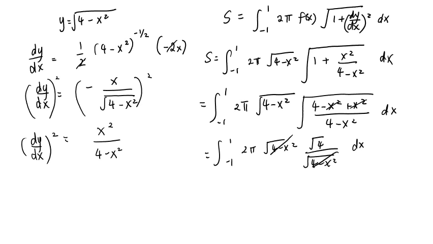This is just 2. So at the end of the day, just integrate 4 pi with respect to x. So you get 4 pi x, put in the limits -1 and 1, and you get 8 pi. So this is your area.